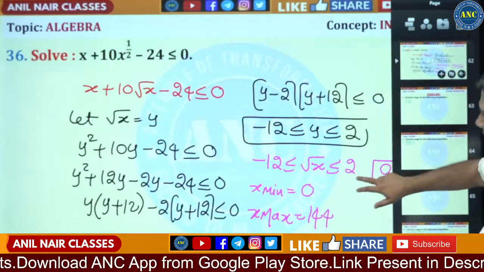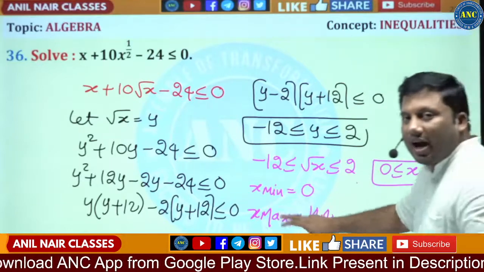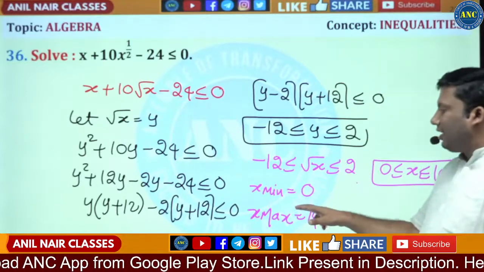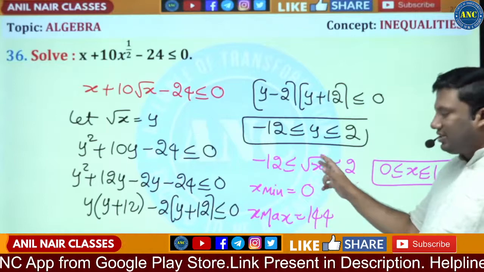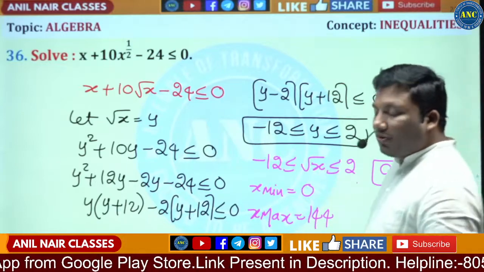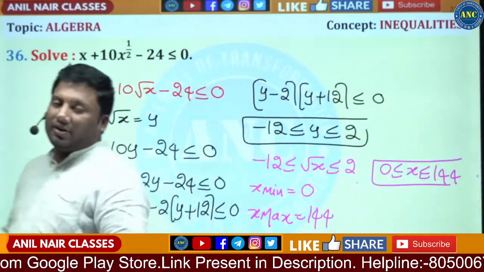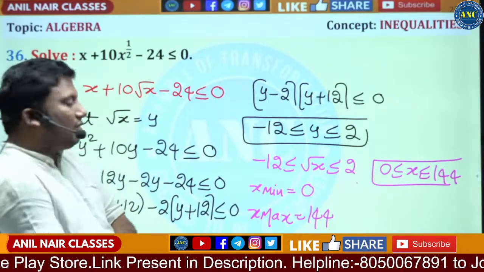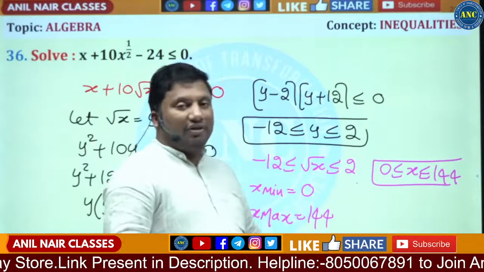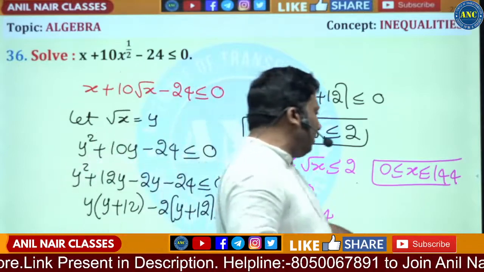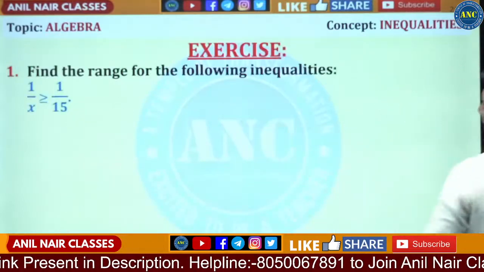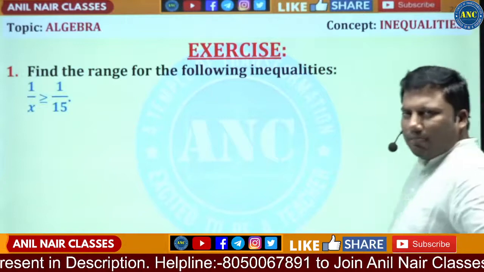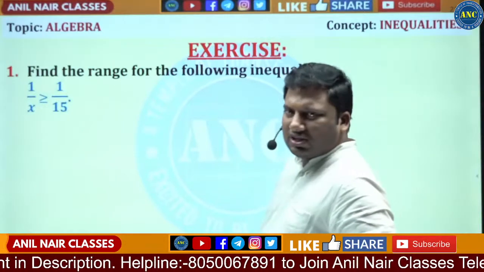Here it is √x. I want the minimum and maximum for x. For √x it is there. Square it. So -12 to 12. There is a 0 in between, so minimum is 0. Maximum is (-12)² and 12², 4 and 144. So 144 will be maximum.